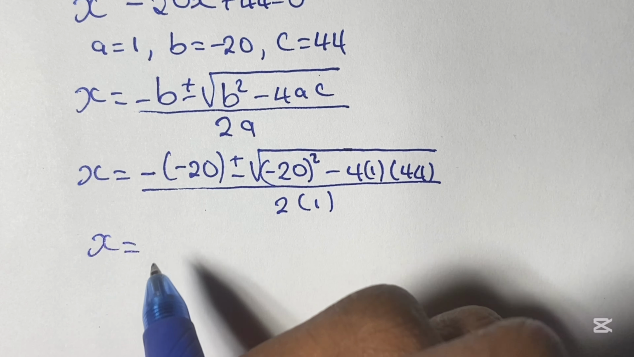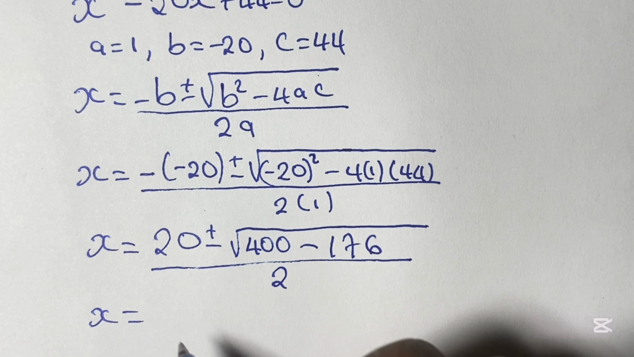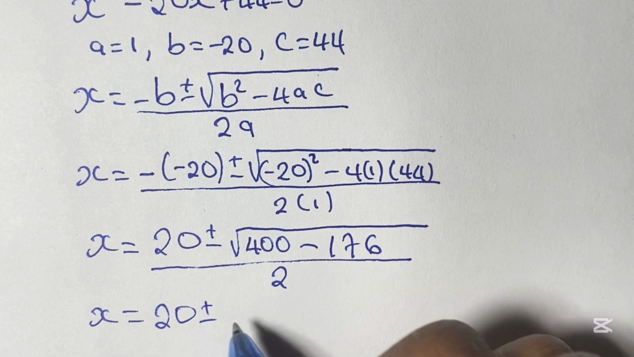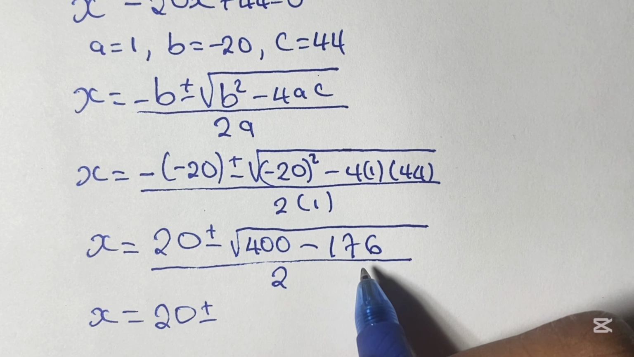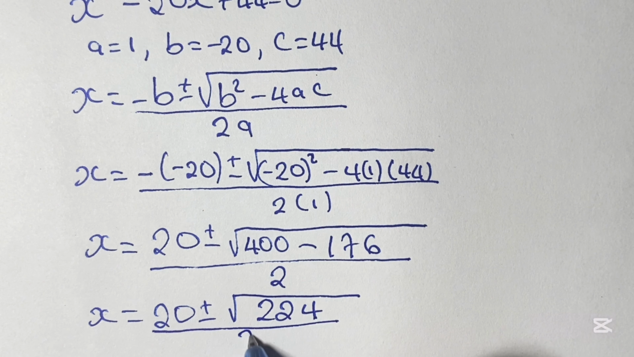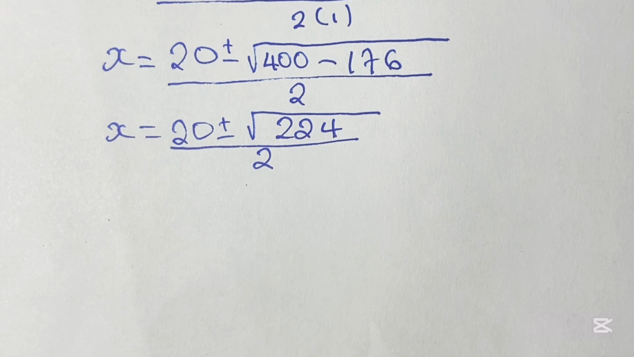So now we have x is equal to 20 plus or minus the square root of negative 20 squared, which is equal to 400, and we know that 4 times 1 times 44 is equal to 176. So we have 400 minus 176, and all of it is over 2 times 1, so that's 2. So that brings us to x is equal to 20 plus or minus the square root of, we know that 400 minus 176 gives us 224, all over 2.